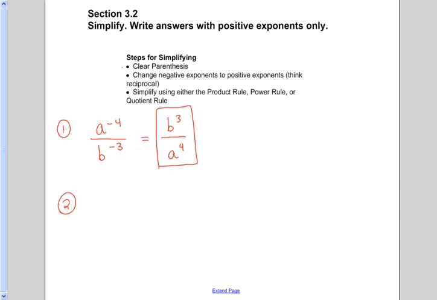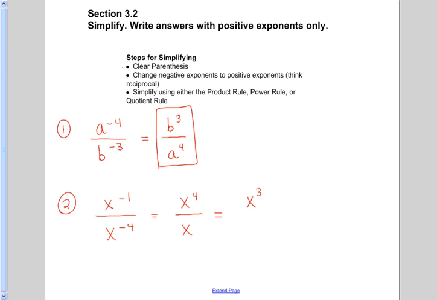Okay, let's say if I have x to the negative 1 over x to the negative 4. Again, no parentheses, but I can change these two positives by taking the reciprocal. So that's going to be x to the fourth over x to the positive 1. Now can I simplify further? Yes, because I have like variables. This would be the quotient rule. Subtract, so that would give me x to the third power. Think about that, higher exponents on the top, so my answer is actually going to go to the top.